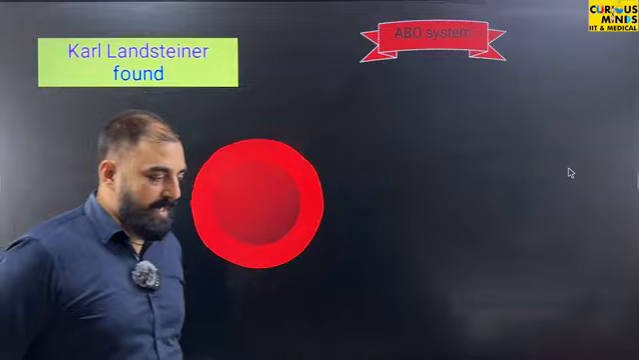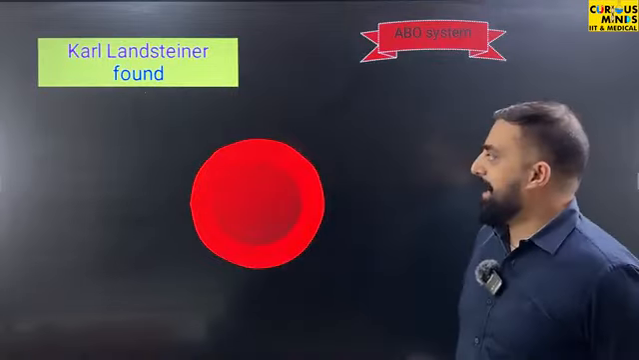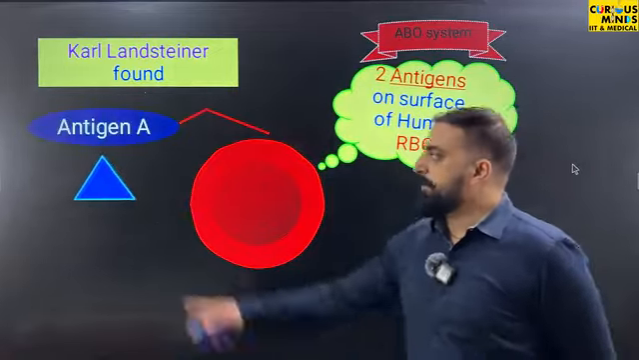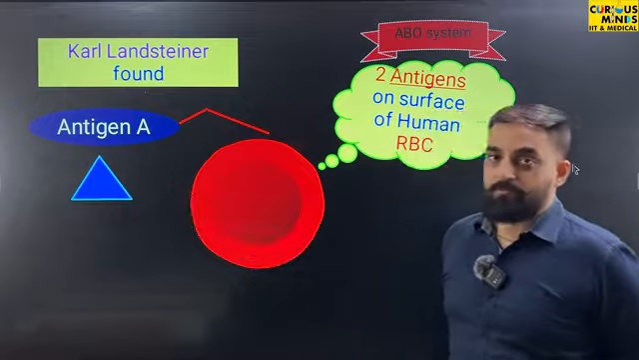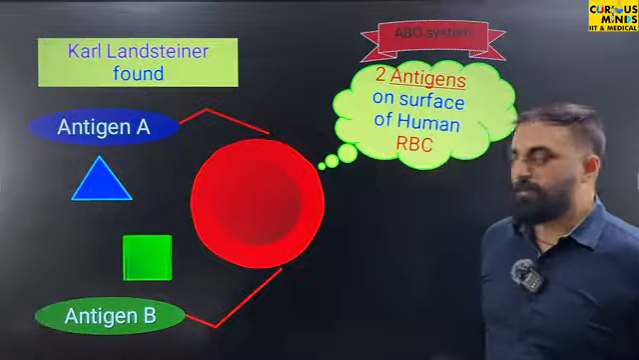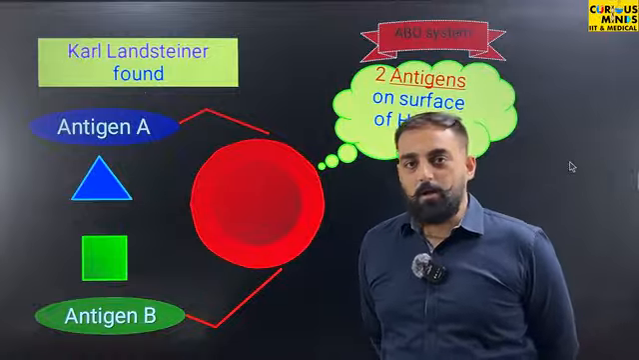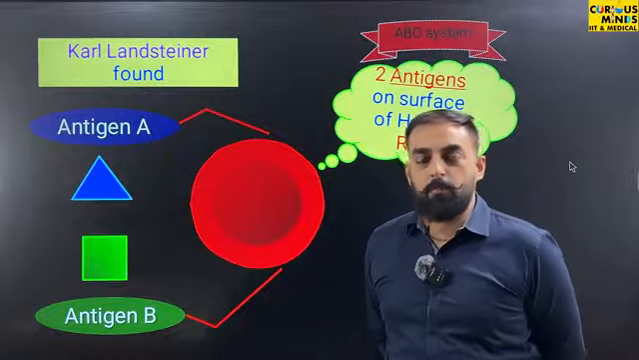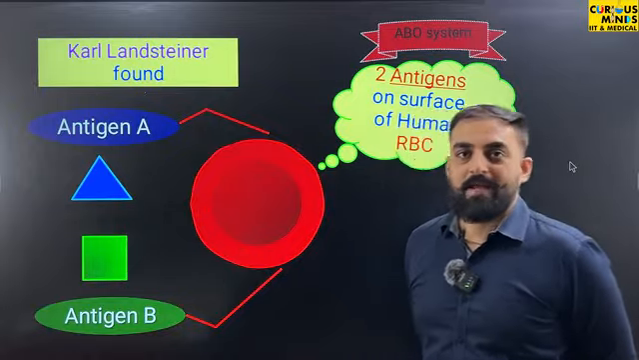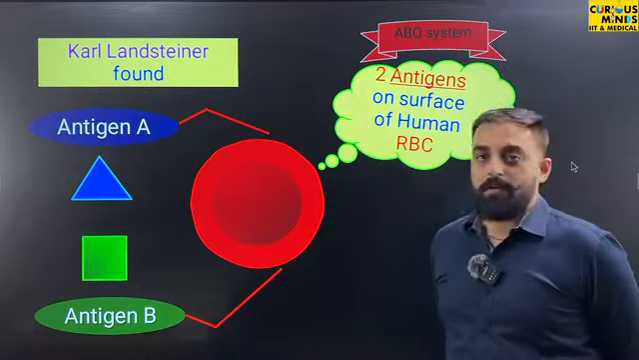What did Carl Landsteiner notice when he was working with these RBCs? He noticed that on the RBC there are various antigens like antigen A or antigen B. I'll be representing antigen A with a triangle and antigen B with a green box. On the RBC surface, if I have antigen A, I'll call that A group. If I have antigen B, I'll call it B group. If I see both, I would say AB. So that's what Carl Landsteiner discovered on the RBC.